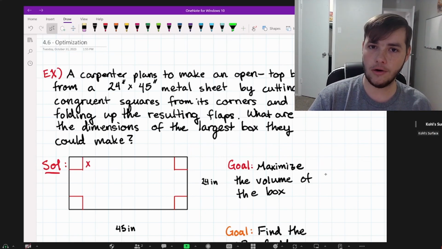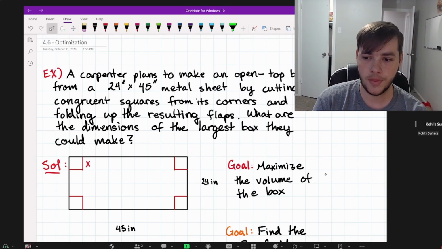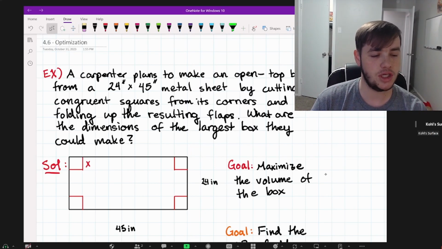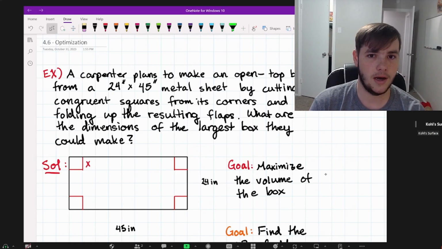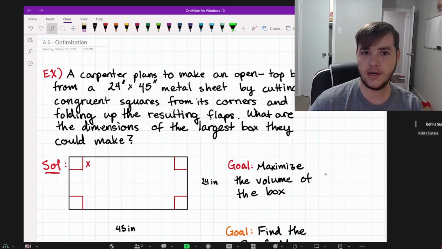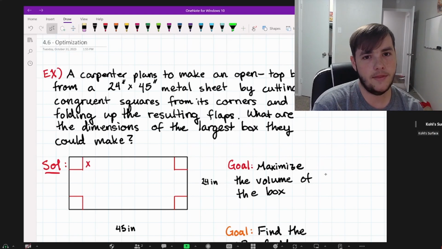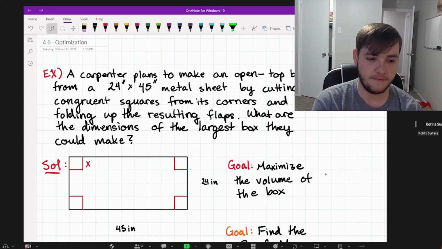I like to start all of these problems, just like my related rates problems, by drawing a picture. Here you can see I've got some sheet of metal that is 24 inches by 45 inches. And I'm going to cut these squares out of the side so that they're all the same, and that will give me a flap on each side of the sheet that I can fold up to make a box. And the goal here is to maximize the volume of that box.